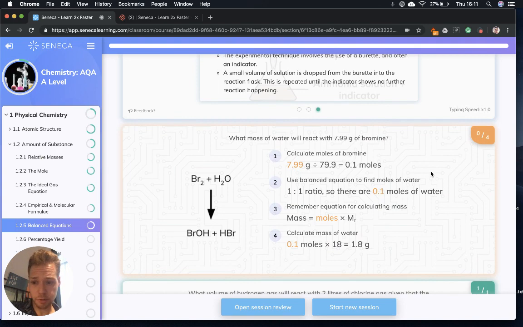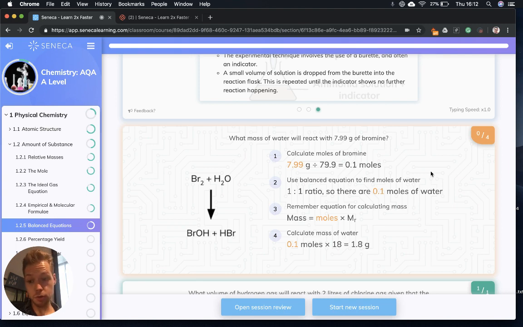Okay, as promised, I'm going to run through an example to demonstrate the importance of balanced equations. Now, let's start by asking what mass of water will react with 7.99 grams of bromine. So the first thing we want to do in this scenario is to write an equation. Now, bromine reacts with water to produce bromine hydroxide and hydrogen bromide.